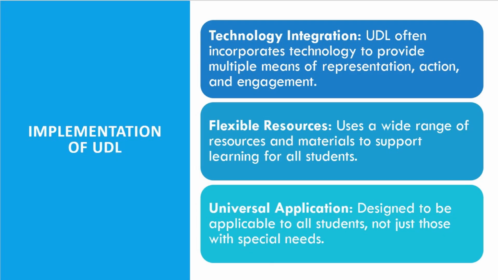Implementation of UDL. Implementing UDL in a classroom involves several key steps. Teachers create a classroom environment that supports diverse learners. This might include flexible seating arrangements, accessible materials, and technology that supports different learning needs. A wide range of resources are needed for teachers to design their curriculum with UDL principles in mind, ensuring multiple means of representation, action and expression, and engagement.